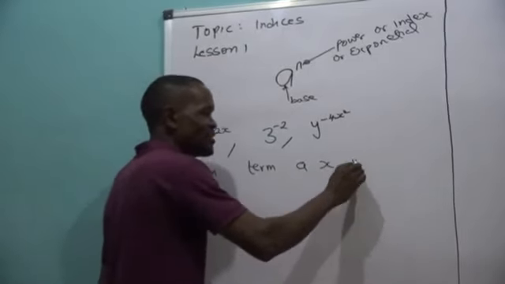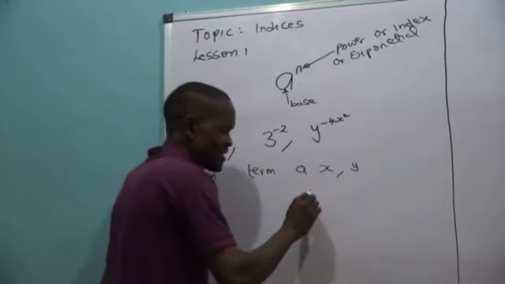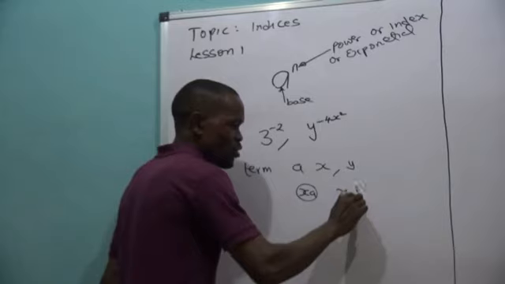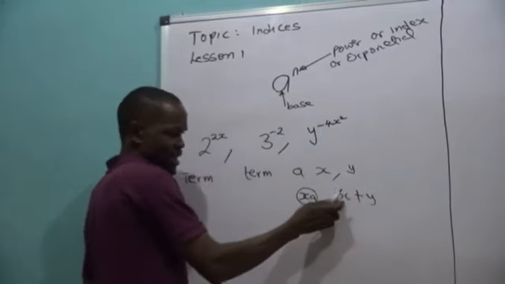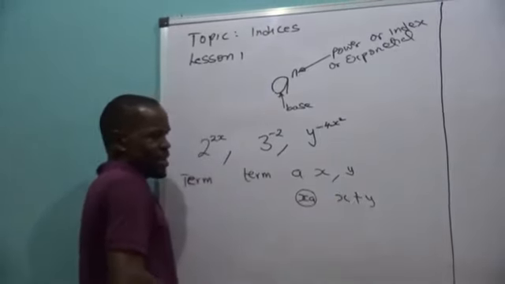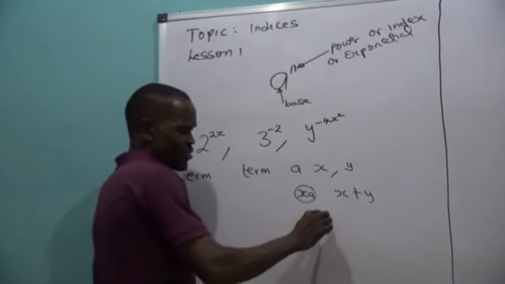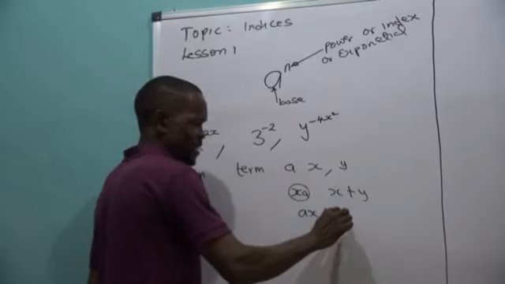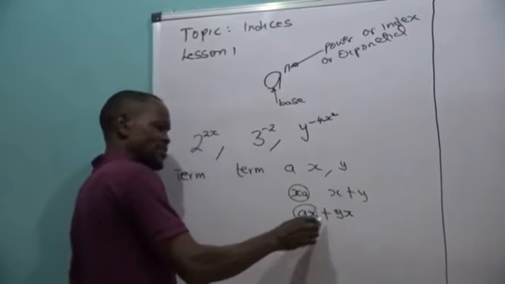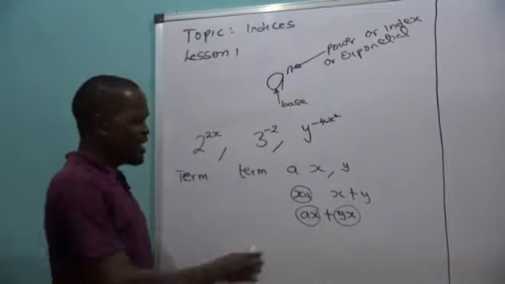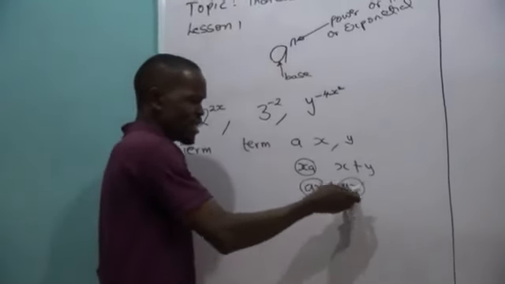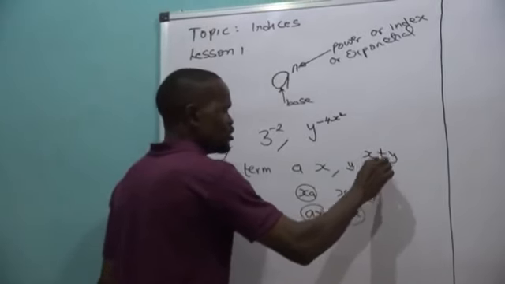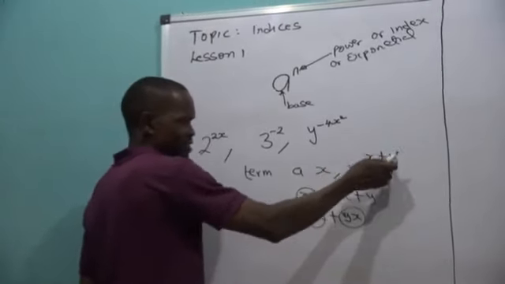If I write XA, this is a term. If I write X plus Y, this is two terms: a term and another term. If I write AX plus 2 plus YX, this is a term, this is another term. So how many terms do I have here? Two, this and this. If I write X plus Y, X is the first term and the second term is Y.